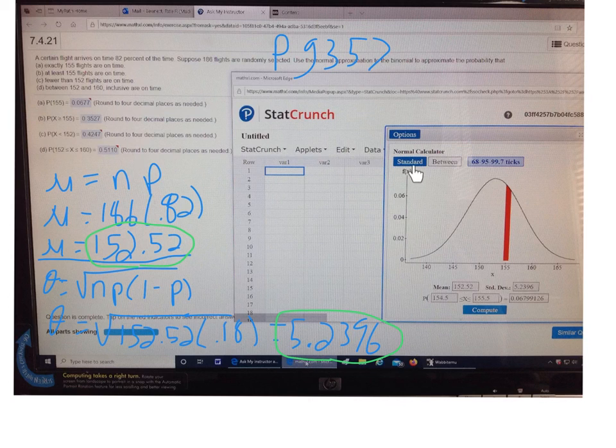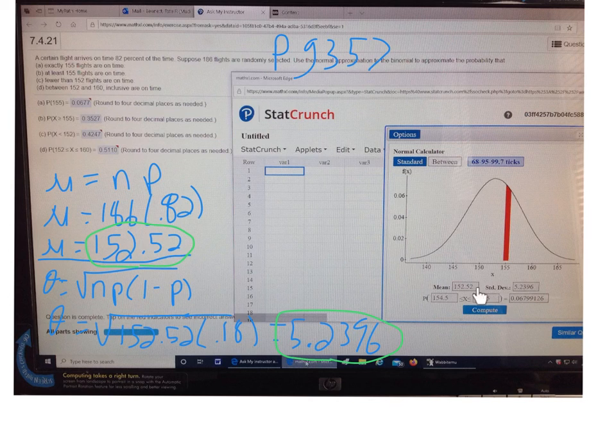So the first case, you want it's equal to 155. So on this one, you got to use the between. And I put the mean in, 152.52, and the standard deviation, 5.2396. And so on this page, you got to do a correction factor. For 155, you got to go a half on either side of it. So you got to take away 0.5 and add 0.5. If you take away 0.5 from 155, you get 154.5. And if you add 0.5, it's 155.5. Then you click compute, and it gives you the answer here.